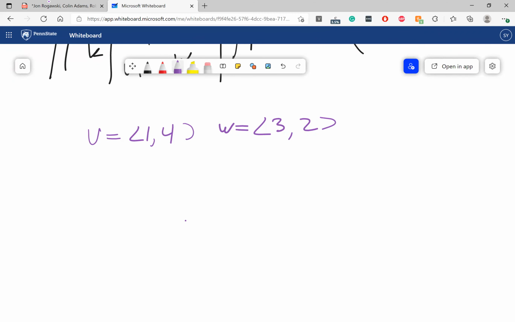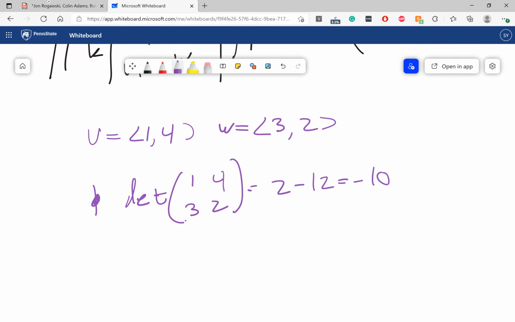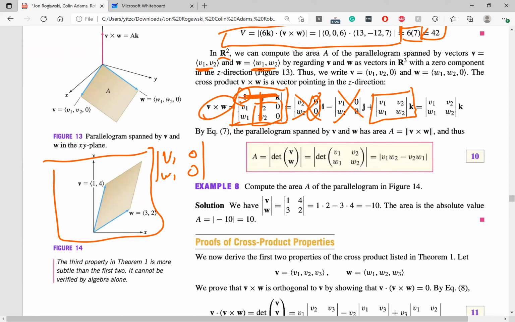So the area of this parallelogram is going to be the absolute value, and I'm going to ignore that for a second, of the determinant of 1, 4, 3, 2, which is equal to 2 minus 12, which is equal to negative 10. But now we put an absolute value on our negative 10. And because area has to be positive, we get 10. And that's this solution over here. Any questions? Okay.